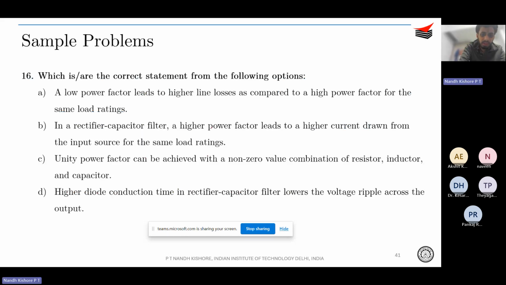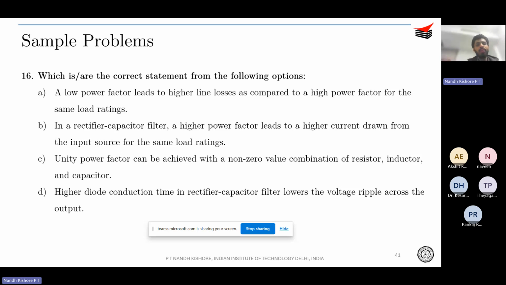So which are the correct statements from the following options? A low power factor leads to higher line losses as compared to a high power factor for the same load ratings. In a rectifier capacitor filter, a higher power factor leads to higher current drawn from the input source. For the same load ratings, unity power factor can be achieved with a non-zero value combination of resistor, inductor, and capacitor. Higher diode conduction time in the rectifier capacitor filter lowers the voltage ripple across the output.